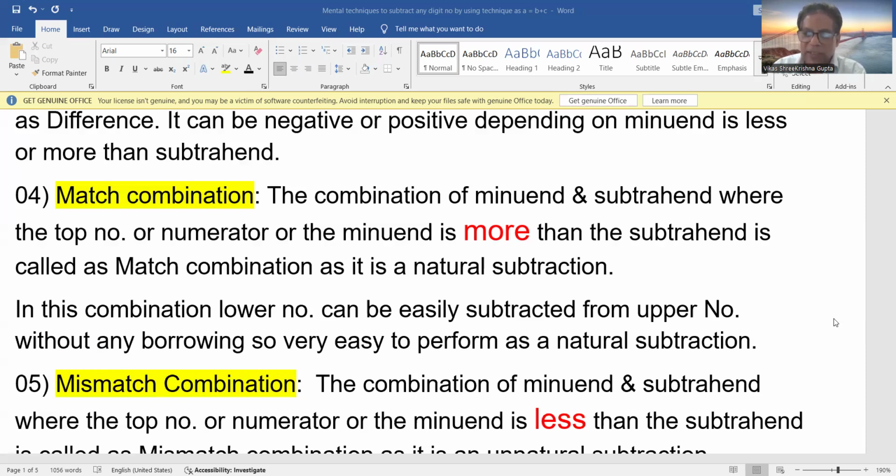Suppose I ask you to subtract 4 from 8. Now 4 can be easily subtracted from 8 without taking any borrow. So this is a natural combination, called natural combination or match combination.